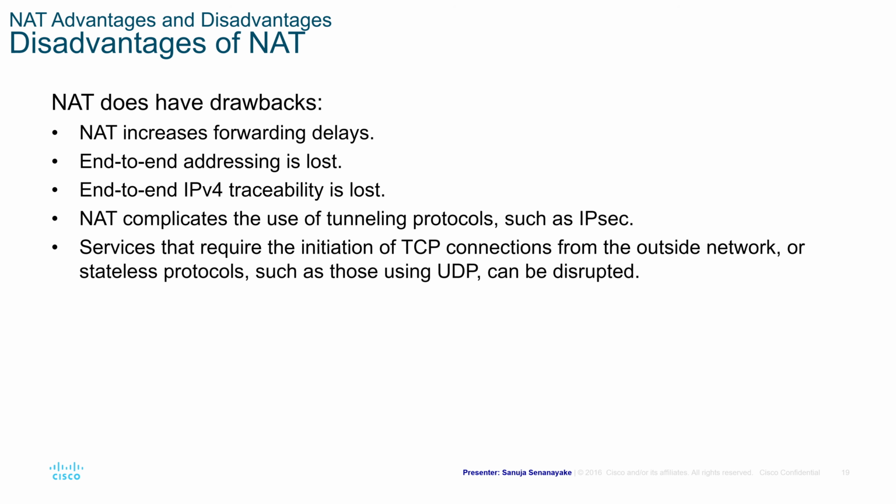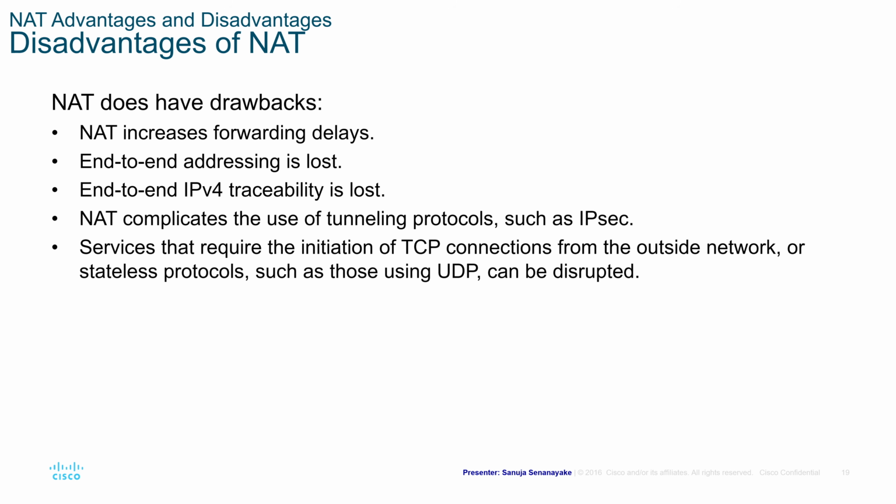It can also create end-to-end addressing loss. So the addressing is not consistent. Your device is not directly addressing the server outside your network. There's a type of man-in-the-middle situation, right? Basically NAT is acting as a translator between the outside world server and you. That's what it means when we say end-to-end addressing is lost. The end-to-end IPv4 traceability is also lost. There are situations where you need to trace the IP for troubleshooting as well as for other reasons, and that will be lost at the NAT.